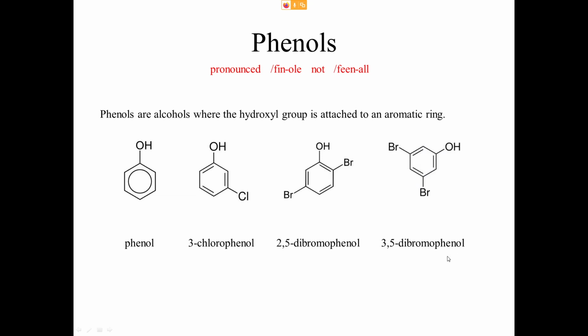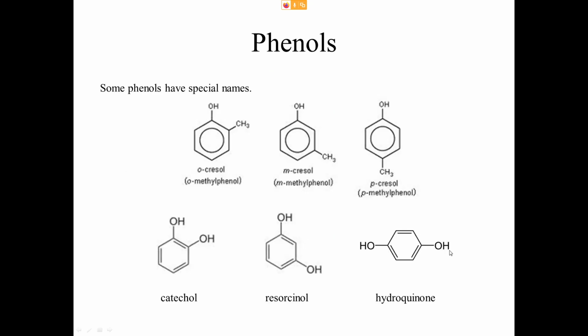I don't call it a methyl. I don't call it a hydroxy group. Phenol, in and of itself, indicates this thing is on number 1. I've accounted for that OH already in the name. I just have to name the other bromines. So don't name the OH in addition to calling it phenol. Okay? And some other examples of special names for these alcohol groups on benzene rings.